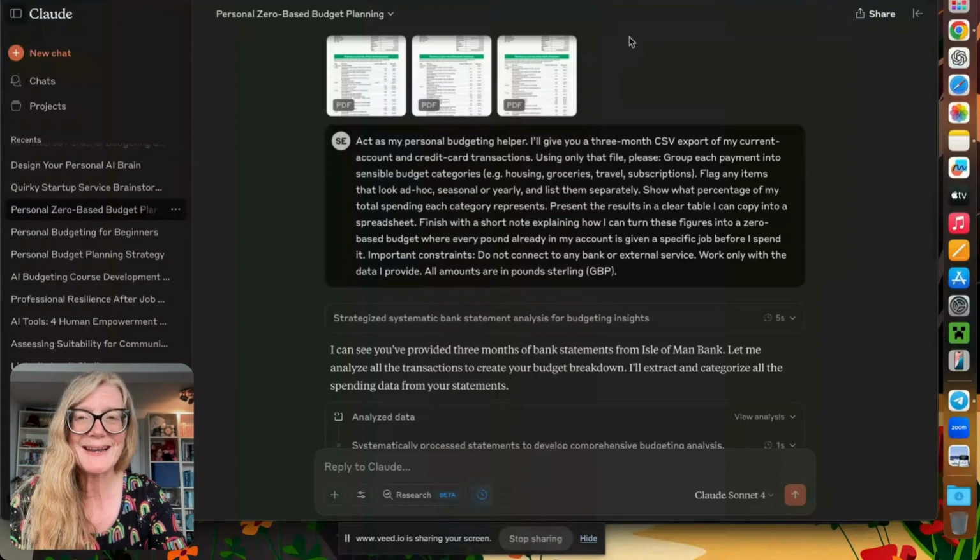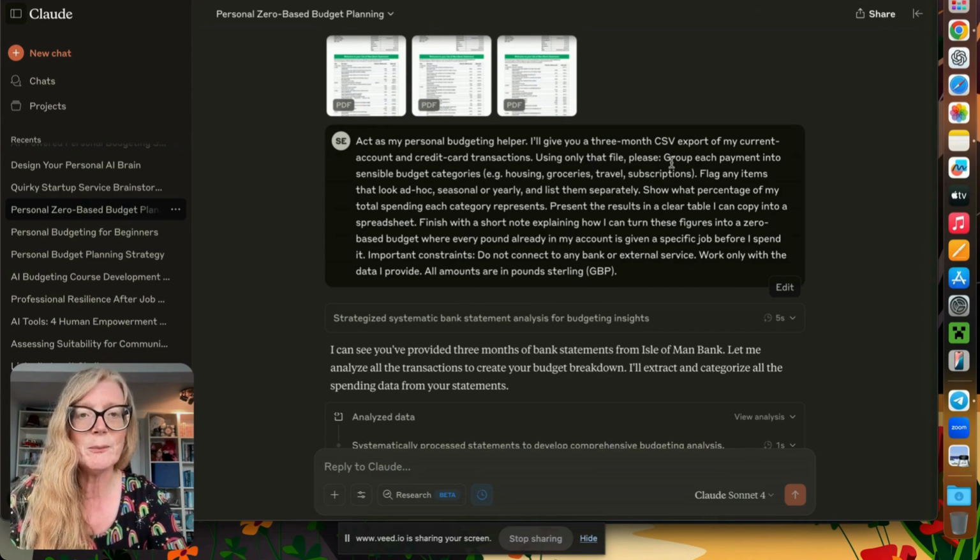Hello and welcome back. I'm now within my personal instance of Claude, and here I've prepared a demonstration earlier on. I attached 3 PDFs of my bank statements, and here the prompt is, act as my personal budgeting helper. I'll give you a 3-month export of my current account and credit card transactions.